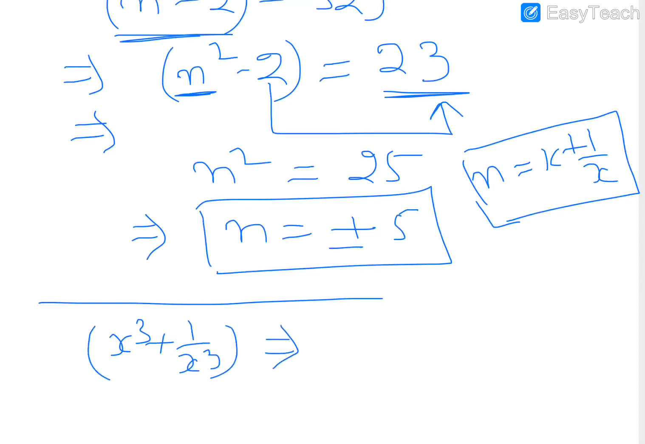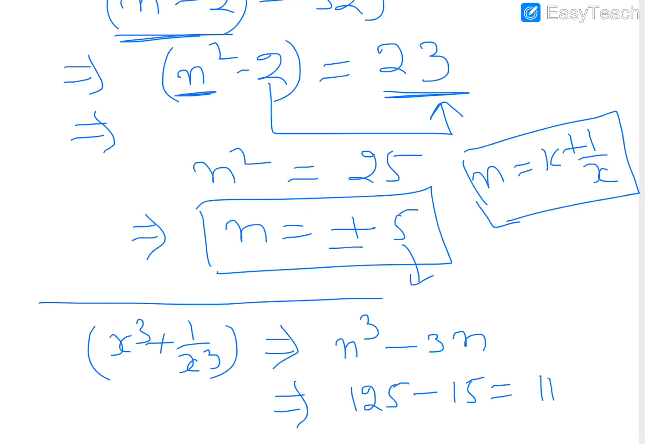You know, right? It will be n raised to the power 3 minus 3n. So let's put plus 5 first, and then we will put minus 5. If you put plus 5, it will become 125. 5 raised to the power 3 minus 15, so it will become 110. So one answer is 110.